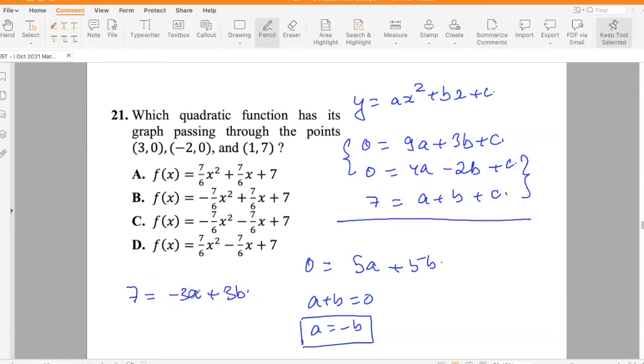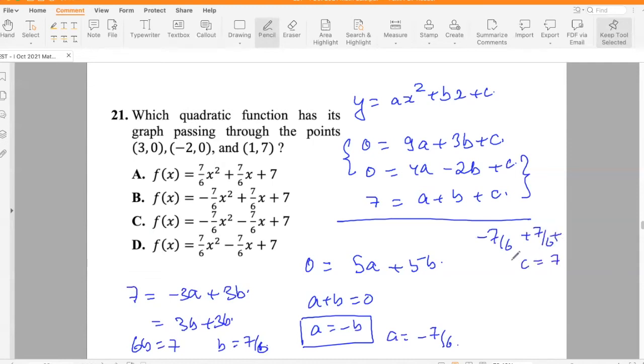Right, so that would be, and a is minus b, so 3b plus 3b, so 6b is 7. So b is 7 by 6 and a is minus 7 by 6. Okay. And now I can plug these here. So a is minus 7 by 6, b is plus 7 by 6, plus c is 7. So c becomes 7 because these two cancel. So the function becomes minus 7 by 6x squared plus 7 by 6x plus 7. So it's b.